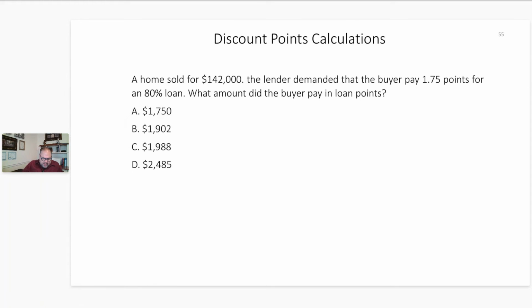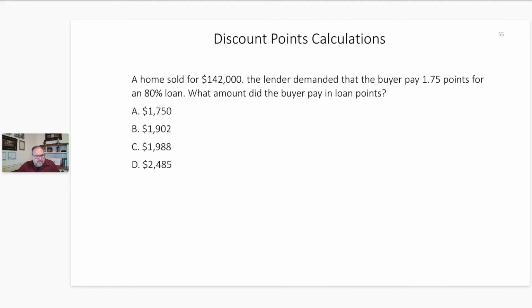Okay. So if I take 142,000 times 80%, I get 113,600. That's the amount I'm borrowing. That's the amount the 1.75 points applies to. So that's going to be times 0.0175, and I get $1,988.